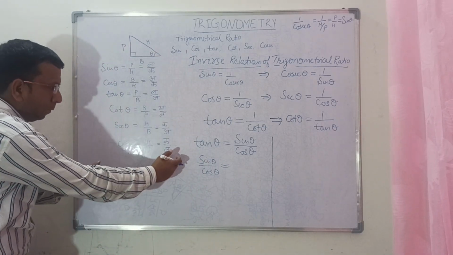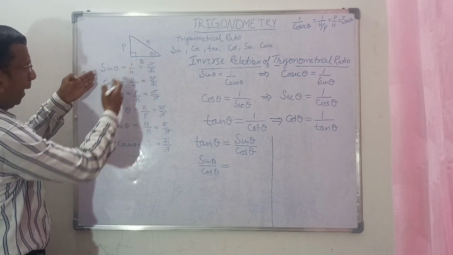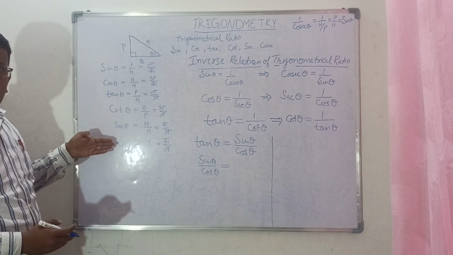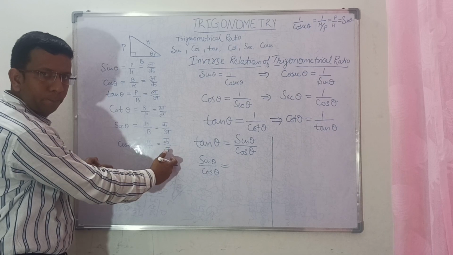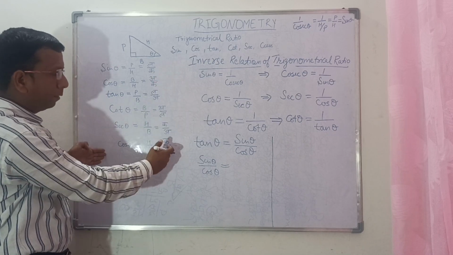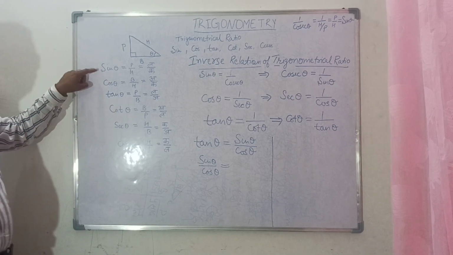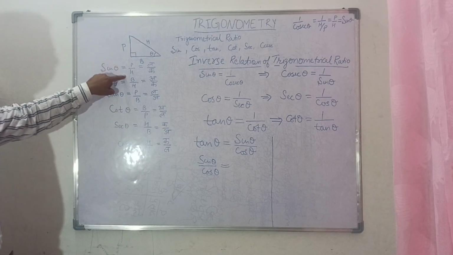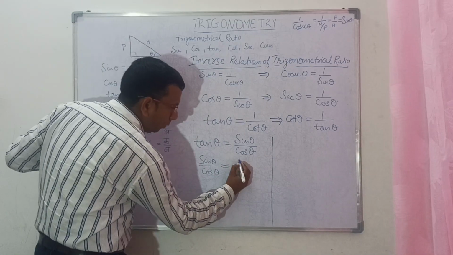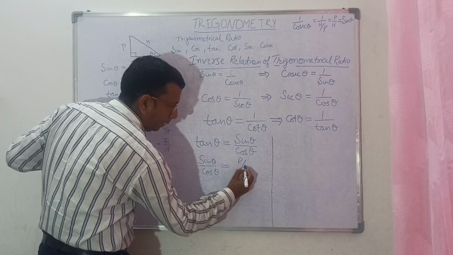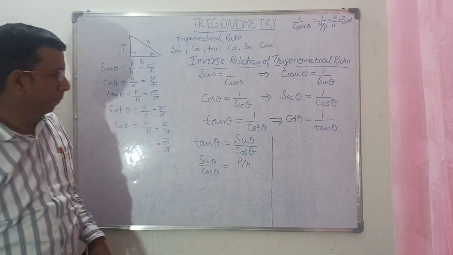Just see this table. Sine, cos, tan, cot, sec and cosec. Let's focus on these 6 sections. Focus on this section. What is written here? Sin theta is equal to perpendicular upon hypotenuse. So write here, without any hesitation, perpendicular upon hypotenuse. Exactly.